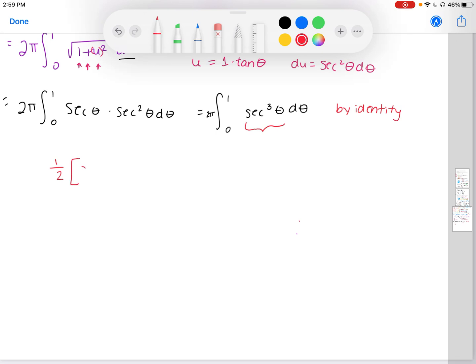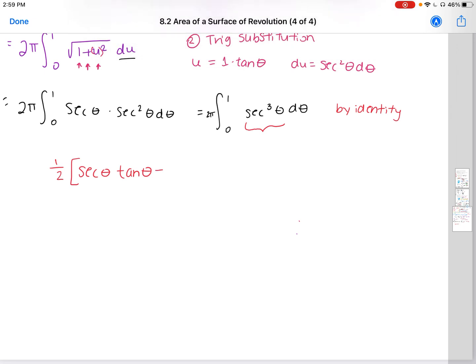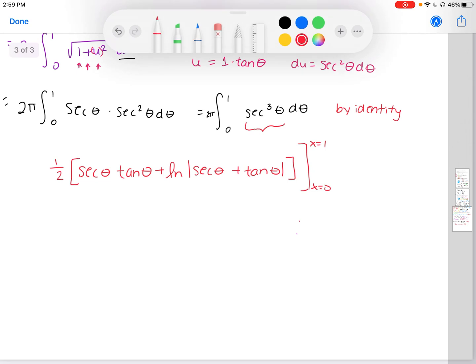1/2 secant theta tangent theta plus the ln of secant theta plus tangent theta. And we have to plug in those values when x is equal to 1 and x is equal to 0. And let's not forget our 2 pi. Of course, we see that the 2 and the 1/2 will cancel off. Now we have to go through the trouble of working backwards to find these values of theta.